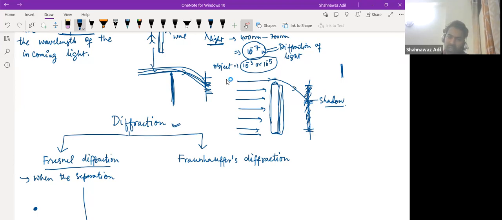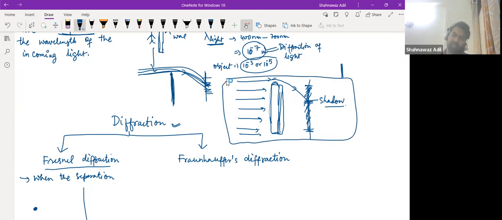That part we didn't do in the previous class. So that is another definition of diffraction: it can penetrate the shadow. That is diffraction, when the size of the object is comparable to the wavelength of the incoming light.